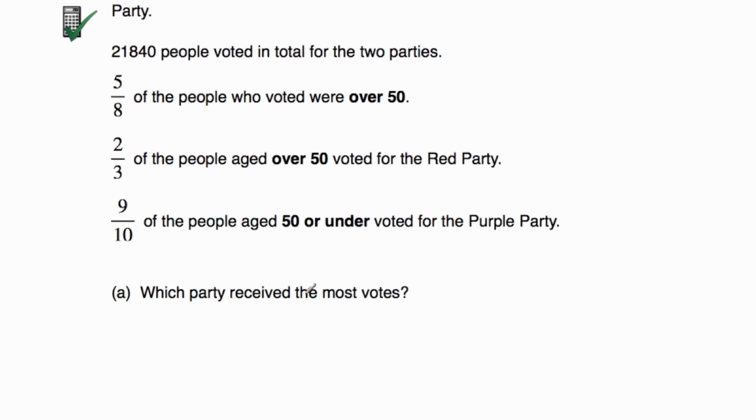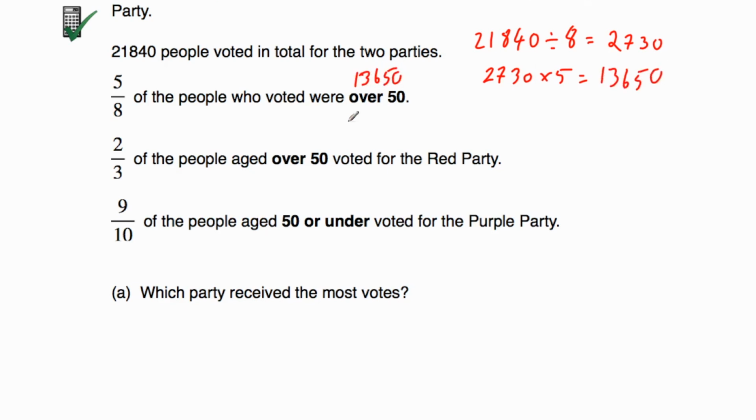Okay, so we need to work out which party received the most votes. So let's have a look at this information. We're told that there's 21,840 people and that 5/8 of them are over 50. So let's work out how many people are over 50 and how many people are under 50 to begin with, or 50 and under to begin with. So let's work out 5/8 of 21,840. So let's take our 21,840 and let's divide that by, we want to work out 5/8 of it, so let's divide it by 8 to begin with. And that's equal to 2,730. That's an eighth. We want 5/8. So let's take our 2,730 and let's multiply that by 5. So multiplying that by 5 gives us 13,650. So that means there's 13,650 people that are over 50.